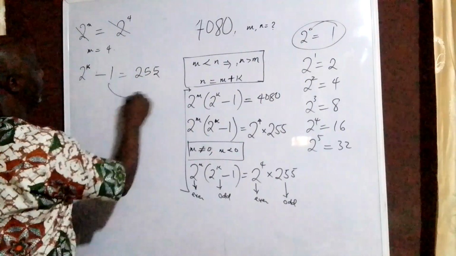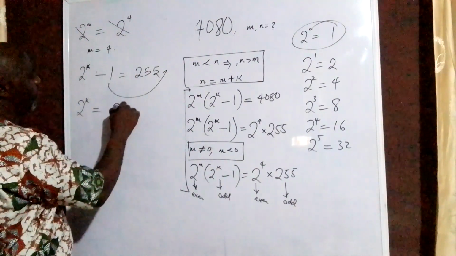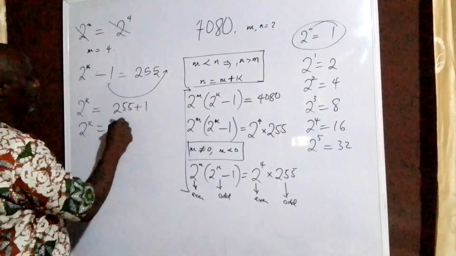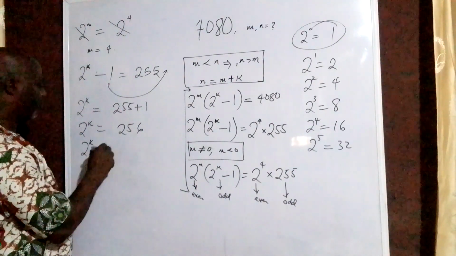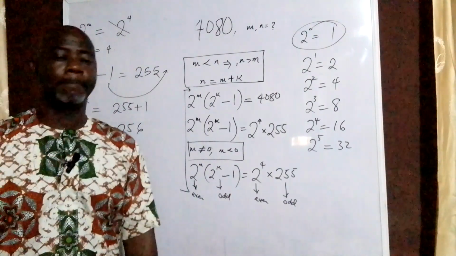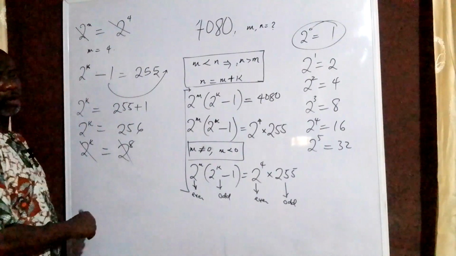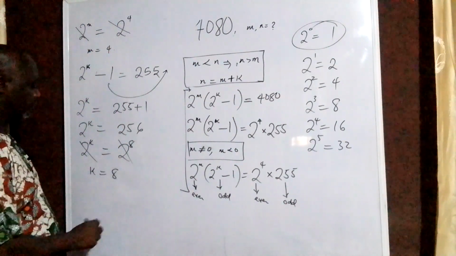equal to 255. So this comes over here, so you have 2 to the power of k equal to 255 plus 1, and then 2 to the power of k equal to 256. So 2 to the power of k will be equal to 2 to the power of 8, since 256 is 2 to the power of 8. So base 2 will cancel out on both sides, so k equals 8.